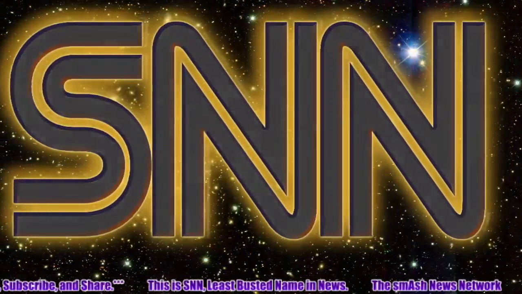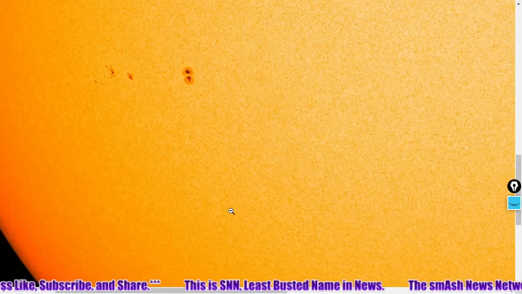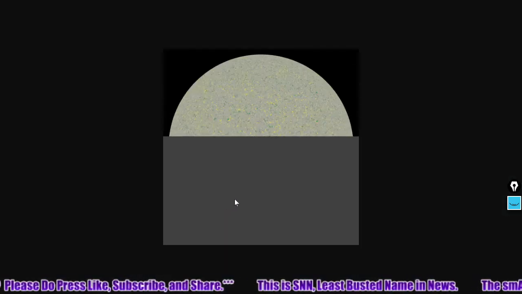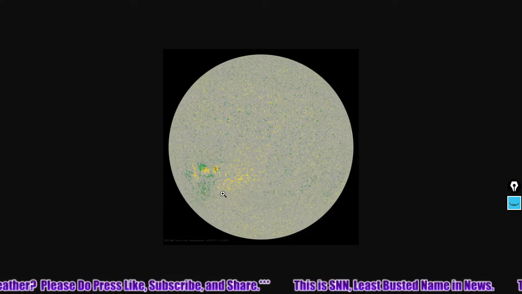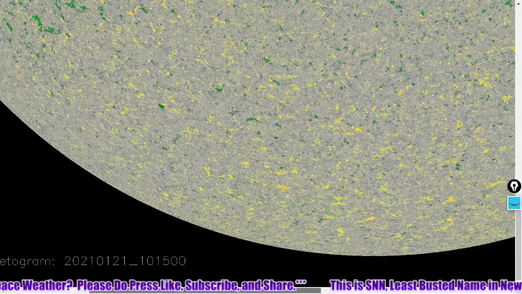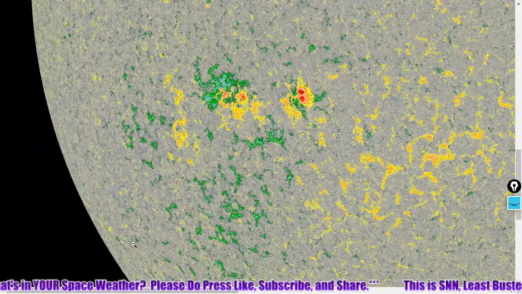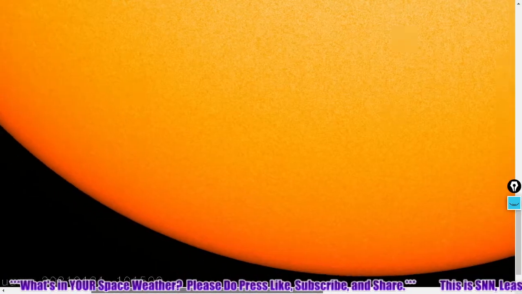Our bonus features are going to be the intensitygram of the local yellow dwarf, as well as the colorized magnetogram latest image. And here's a high-res image of sunspot 2797. Here it is in intensitygram.